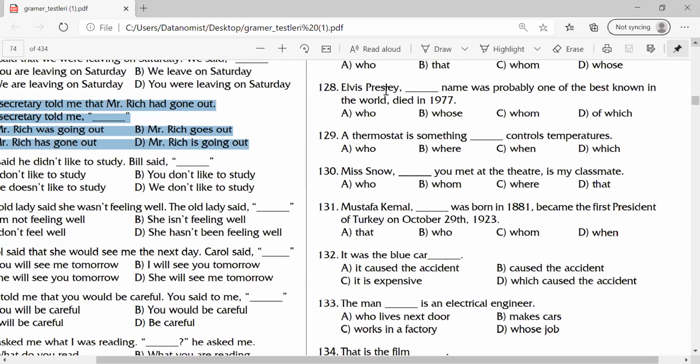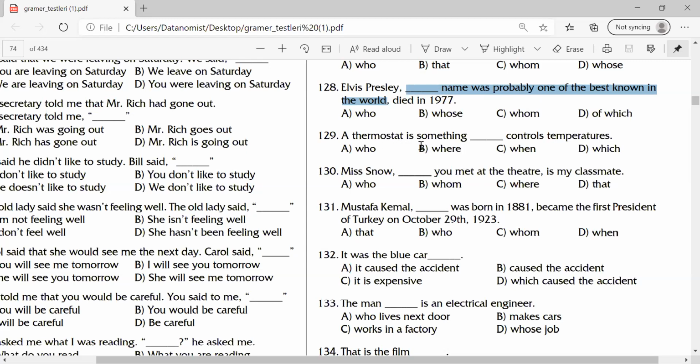Elvis Presley, dash, name was probably one of the best known in the world. Died in 1977. Look at this. Elvis Presley. From here to here is one secondary idea. Okay, and this acts like an adjective. So I need one right conjunction here. Should I say who or whose or whom or of which? Whose name is here? Whose name was probably right. Whose name?